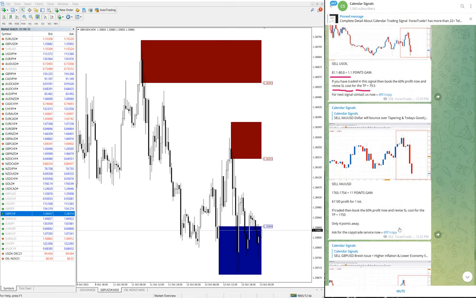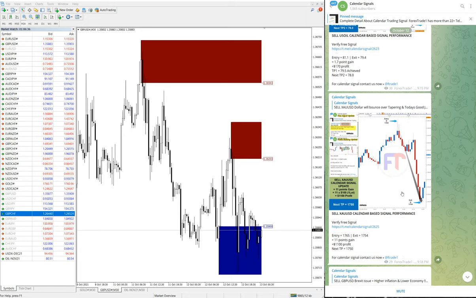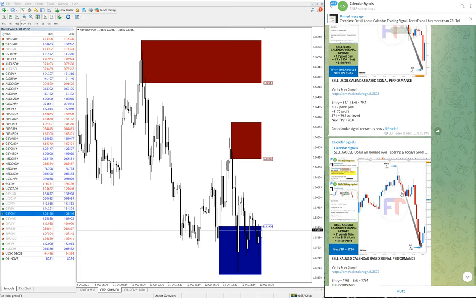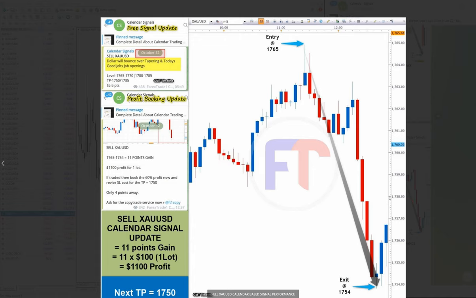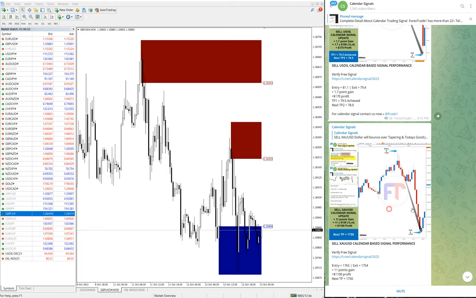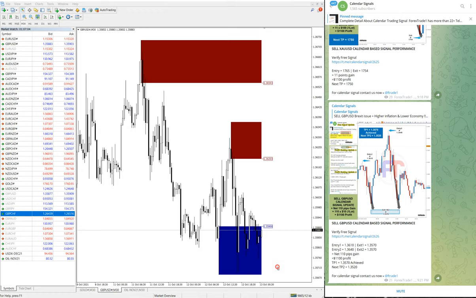We'll scroll down, and we have already updated all the performance for USOIL, XAUUSD and GBPUSD. You can check a chart for each one. Here is the XAUUSD chart, from 1765 to 1754, 11 points gain. The second one is GBP, with 1.3640 and 1.3610 entries, and both profits booked around 1.3570.